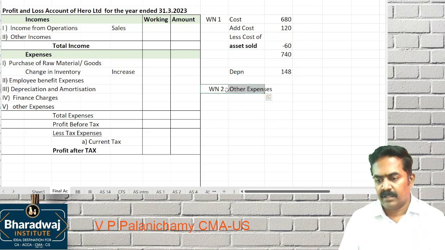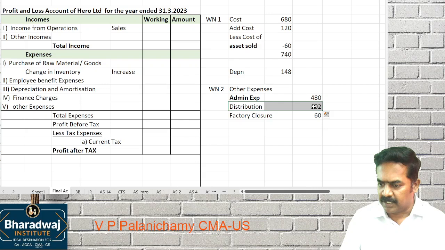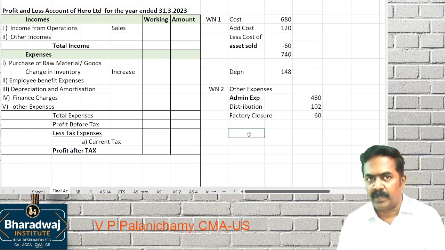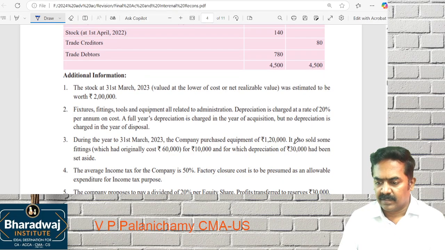Then, in other expenses, listen to it. Administration expenses will come, distribution expenses will come, factory closure cost will come. Wait. The assets are sold at a loss. What is the cost of the asset? 60,000. Accumulated depreciation is 30,000, so what is the book value? 60 minus 30, 30,000 is the book value.